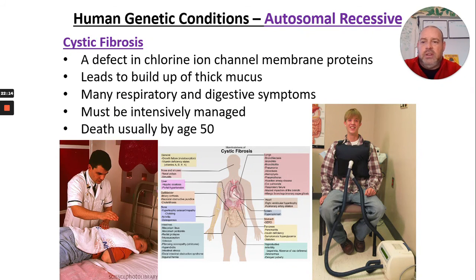Cystic fibrosis, you guys may have heard of this one before. It's a defect in the chlorine ion channel, leads to a buildup of thick mucus in your respiratory system. It really is a tough one. It can be really difficult, and a lot of people don't live longer than age 50 if they have CF.